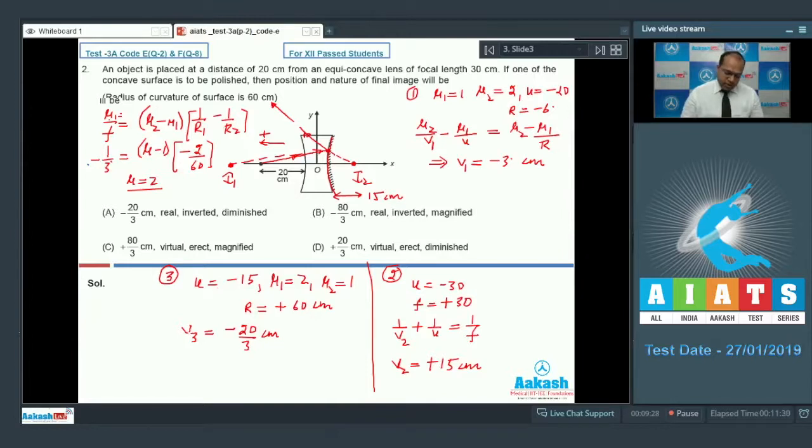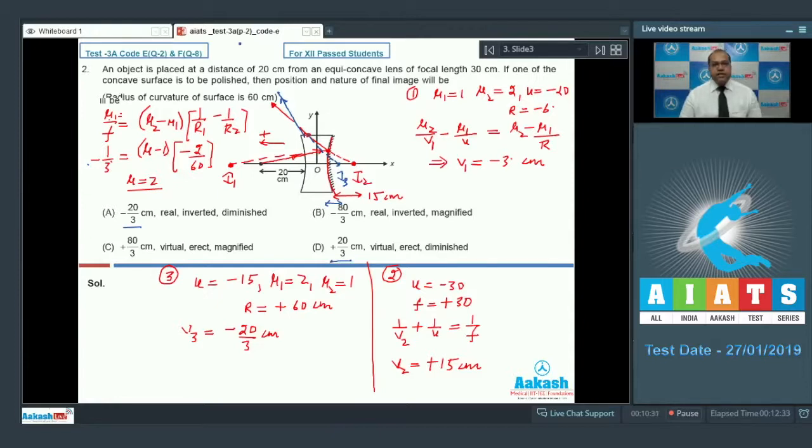So as per this convention, it means that the ray bends away from the normal. So if I trace in the backward direction, then the final image I3 is at this position, and this separation is 20 by 3 centimeter. So as per given xy axis, the value of x coordinate is plus 20 by 3 centimeter. So plus 20 by 3 centimeter is this and this.